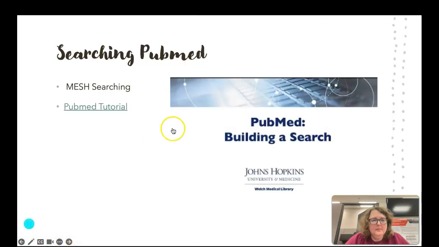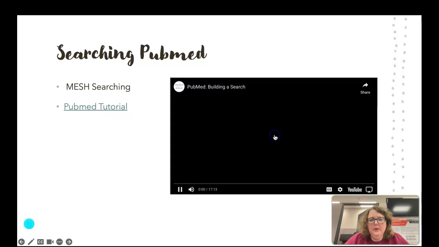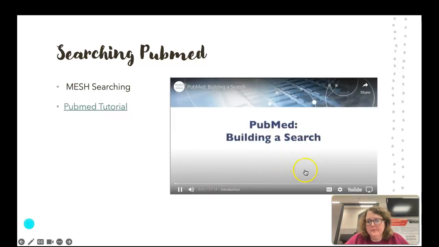Welcome to this. Searching PubMed you can use with mesh searching, and I've linked you here a PubMed tutorial, but let's talk about building a search in PubMed.